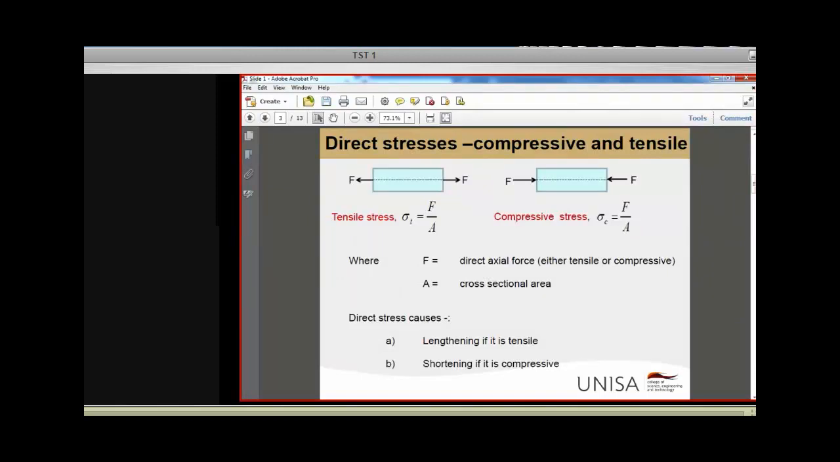The direct stress can cause lengthening if it is in tensile, but if it is in compression, you will realize that the bar will be shortened.